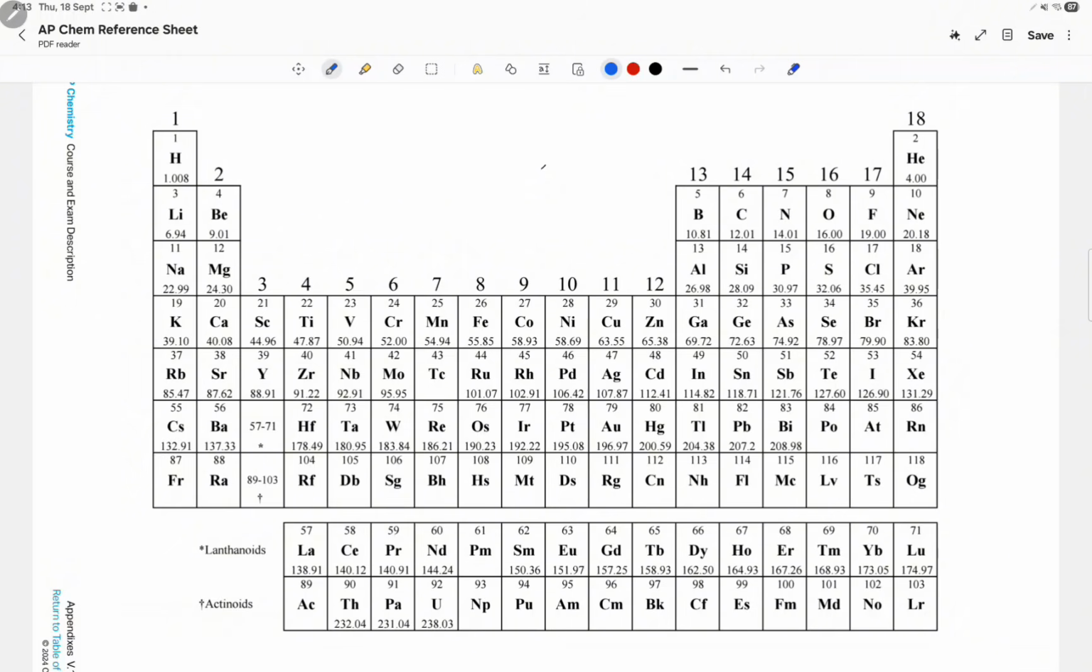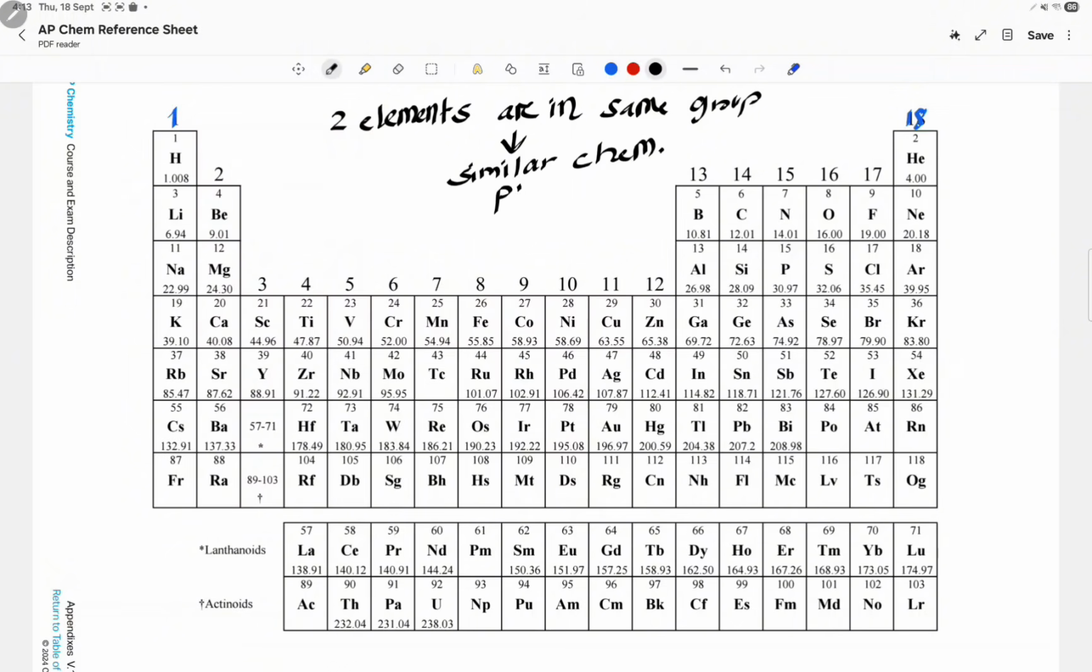Now, as you can see from left to right, we have 18 groups. Okay? We have 1 all the way to 18. We have 18 groups. And if 2 elements are in the same group, they would end up with having similar chemical properties.